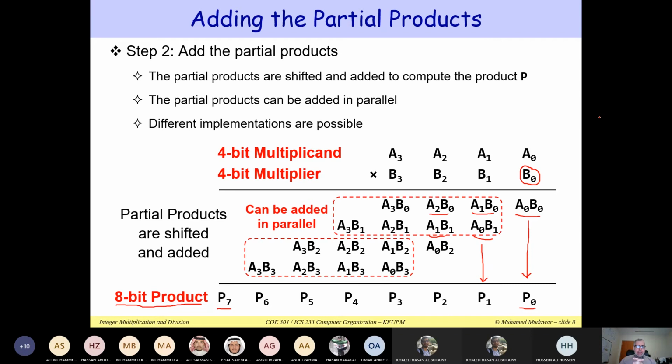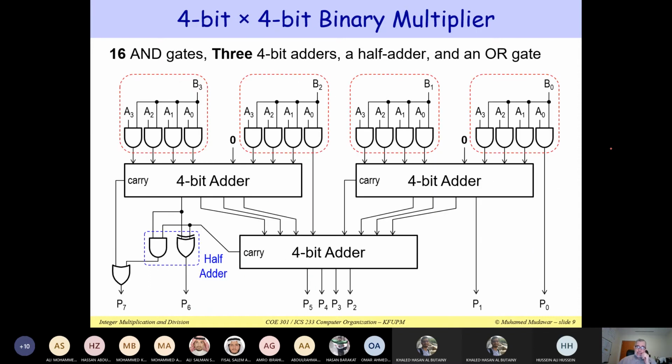I can actually add them horizontally. I need multiple adders. When you have many partial products, you need multiple adders. So I can add the first 2 partial products, and I can add the second 2 partial products. Let us show a circuit that does this. This is shown in this slide. This will be a 4-bit by 4-bit binary multiplier.